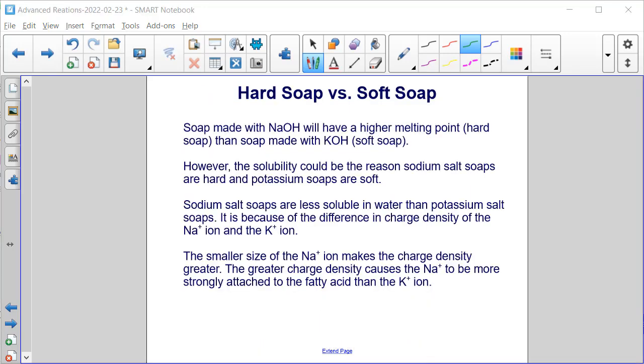Soap made with NaOH will have a higher melting point, which will result in a hard soap, than soap made with potassium hydroxide, KOH. That would be a soft soap. However, the solubility could be the reason sodium salt soaps are hard and potassium soaps are soft. Sodium salt soaps are less soluble in water than potassium salt soaps. It's because of the difference in charge density of the sodium ion and the potassium ion. The smaller size of the sodium ion makes the charge density greater. The greater charge density causes the sodium ion to be more strongly attracted to the fatty acid than the potassium ion.